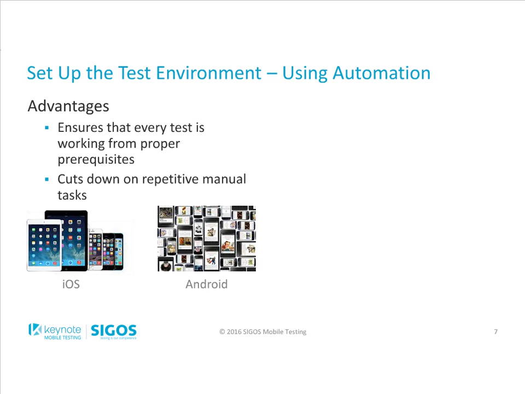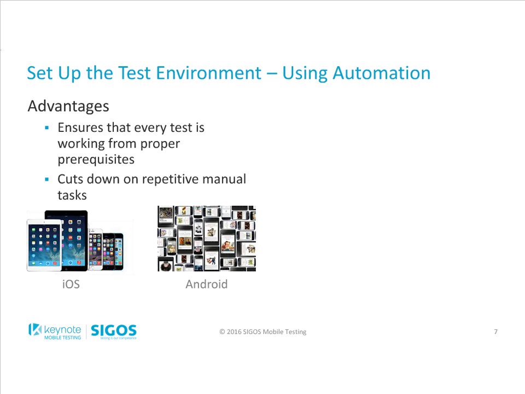So setting up the test environment using automation. What are some advantages? Well, it helps to ensure that every test is working from proper prerequisites. So that could mean that you're testing on the same iPhone or iOS hardware with the same version of the Apple iOS operating system. Same goes for Android, especially given the many different permutations and combinations of Android devices and operating systems you could have.